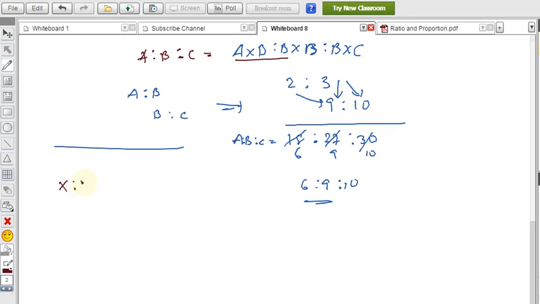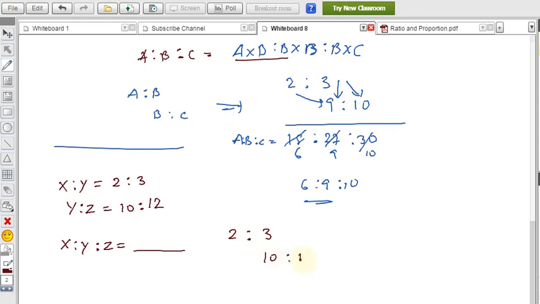X is to Y is equal to 2 is to 3. Y is to Z is equal to 10 is to 12. Then X is to Y is to Z is equal to what? Fine. So what you have to do first: 2 is to 3 is X to Y, and Y is the common term. So write 10 is to 12 with the Y value kept under it. Then you have to do multiplication. What do you have to multiply first?